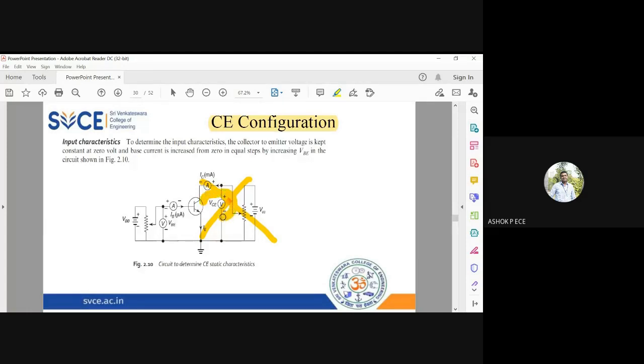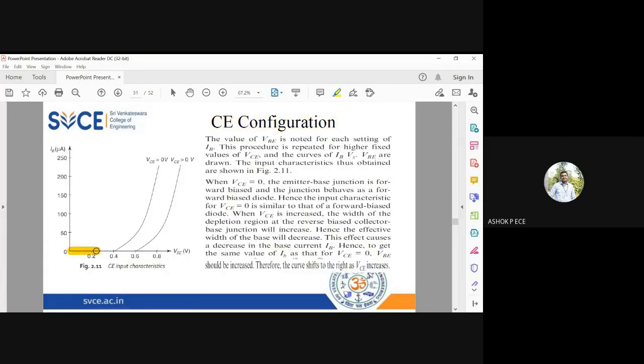So the output voltage will be constant. Very simple. That is the logic I told you in common base yesterday. So input characteristics means input voltage versus input current, not this voltage. This is the battery. This voltage is the actual voltage between the terminals of your transistor, VBE. So I am plotting VBE versus IB, keeping VCE constant. See the graph? It's the same thing. See here, VBE versus IB. I am keeping VCE constant.